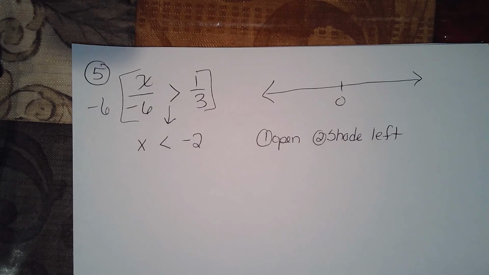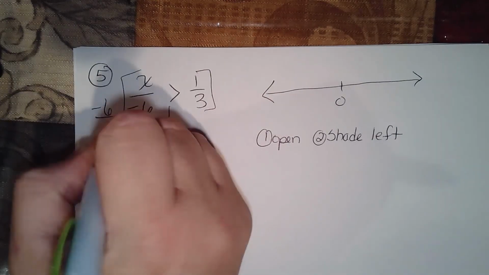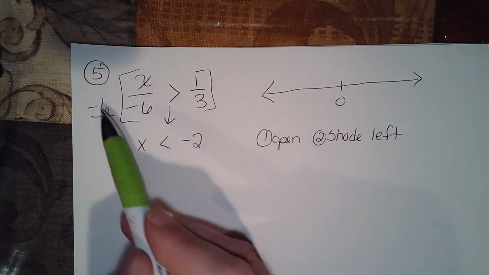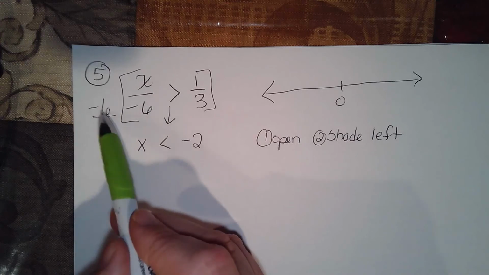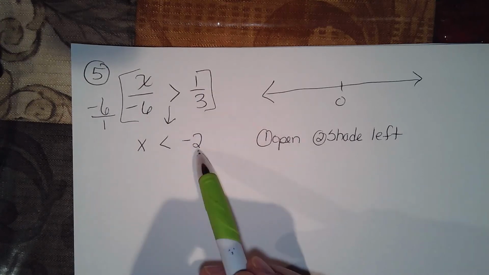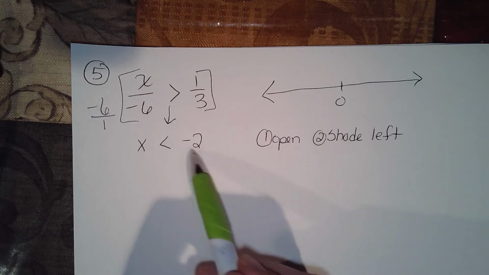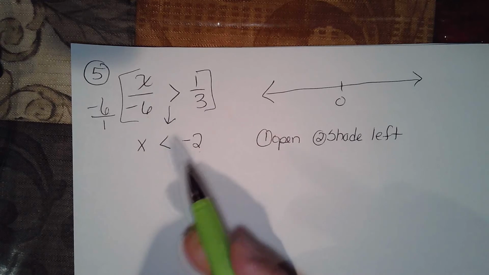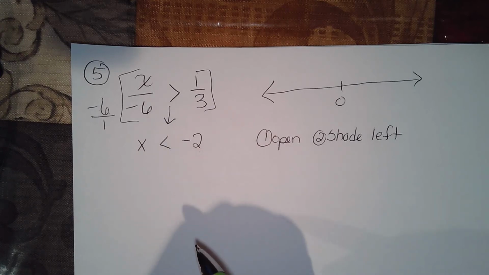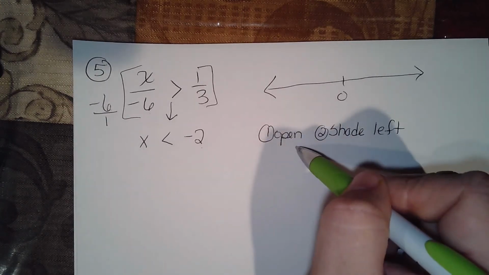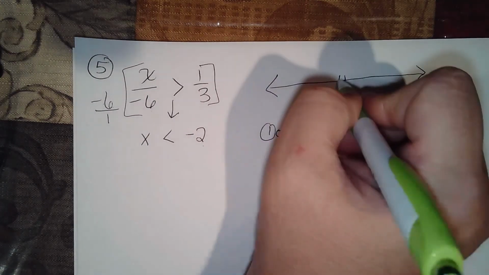Okay, so how did it go? Let's see. The common denominator is going to be 6 because 3 can become 6. So I multiplied each one of them by -6. -6 cancels -6, leaving the x. -6 times 1/3 becomes -2. So now we have x is less than -2. Now how do we get from greater than to less than? Well, we are dividing by a negative, so we flip the inequality sign, or in this case, multiply by a negative. So we have an open circle, and we're going to shade left. So let's go here to -2.